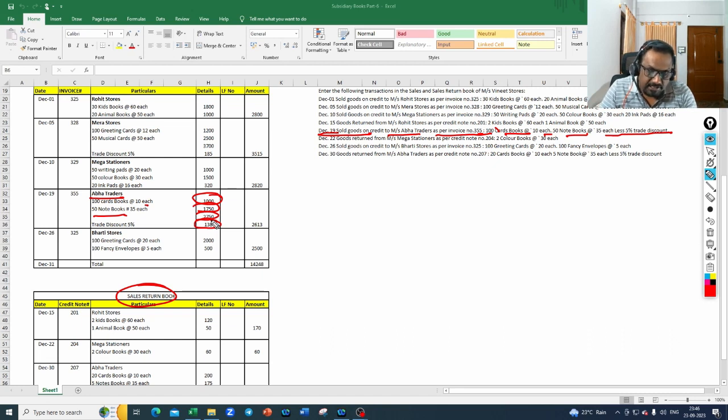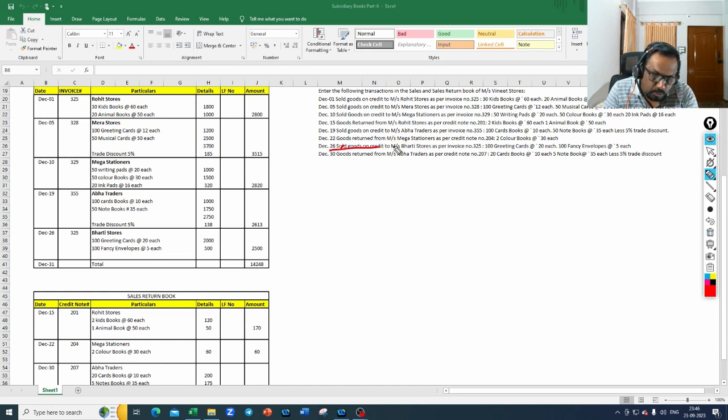Next transaction is goods returned from Mega Stationers as per credit note number 204, two color books at 30 rupees. Goods returned from Mega Stationers, two color books 30 rupees. See here, Mega Stationers, two color books at 30 rupees each. 2 into 30 is equal to 60. That has been recorded in the sales returns book. Clear? That has been recorded now, right?